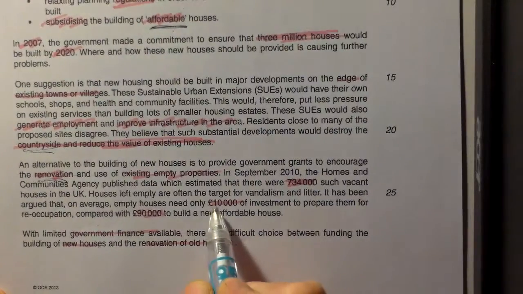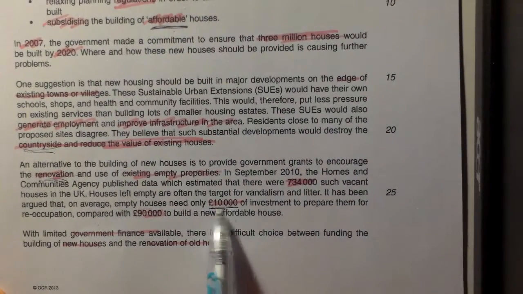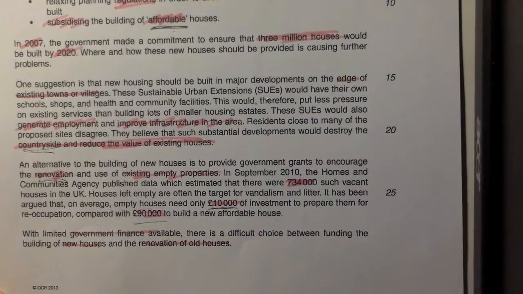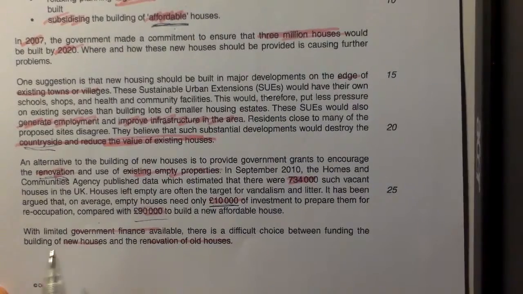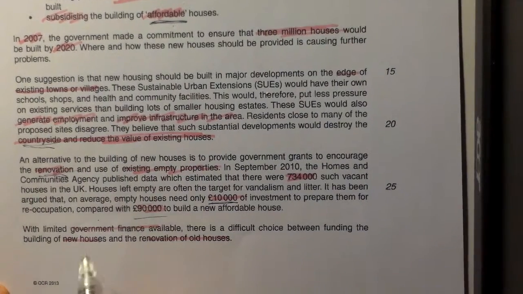So you've got a significant bit of value for money there, that you can build or renovate 9 houses for the cost there is to build one new affordable home. And the last sentence says, with limited government finance available, there is a difficult choice between funding the building of new houses and the renovation of old houses.